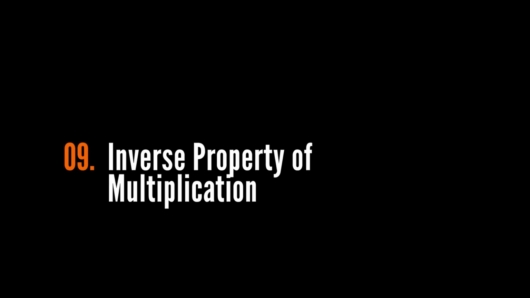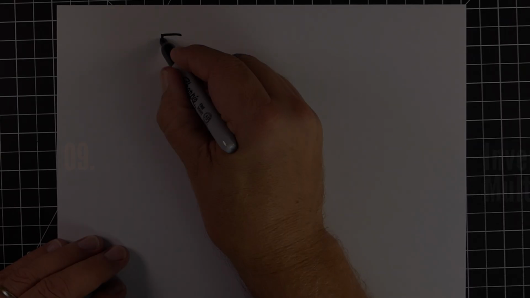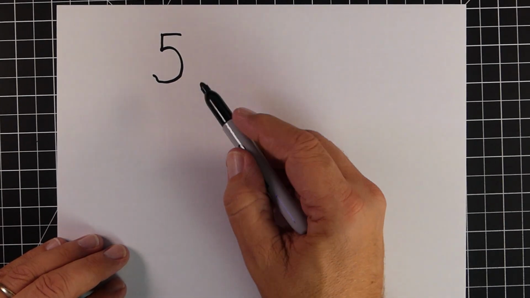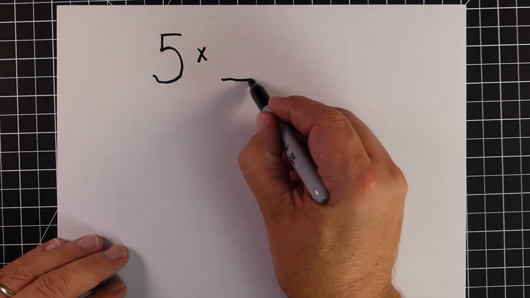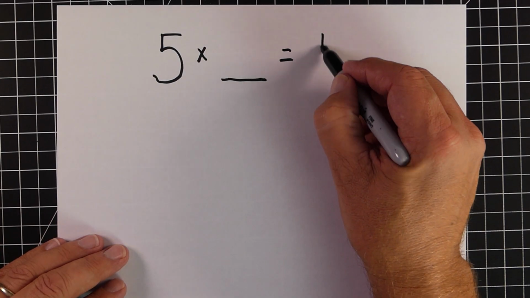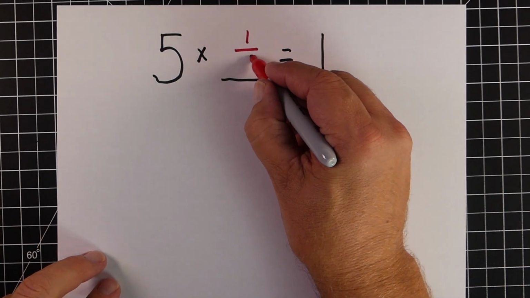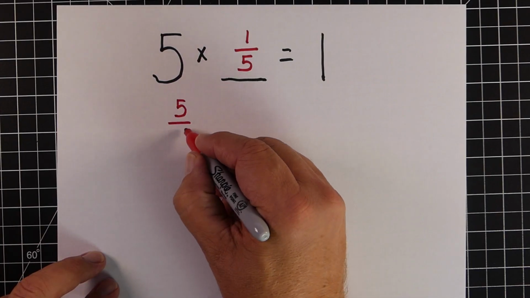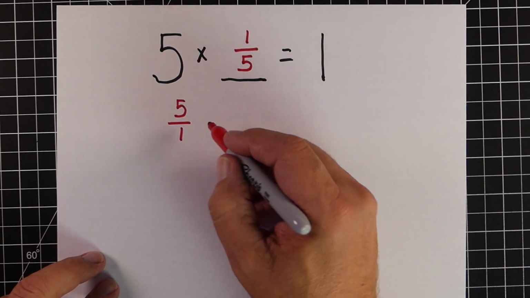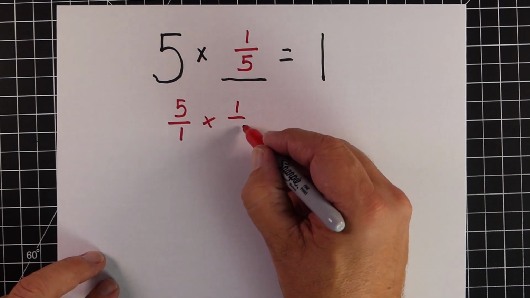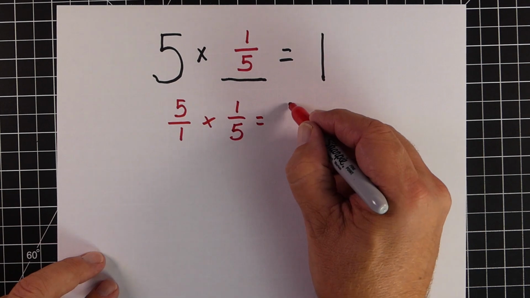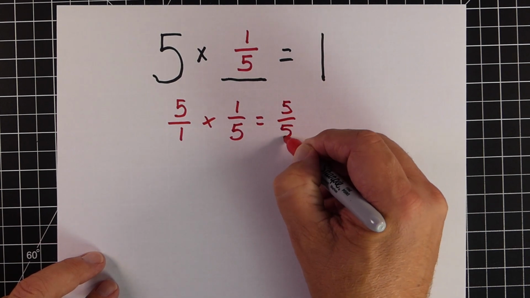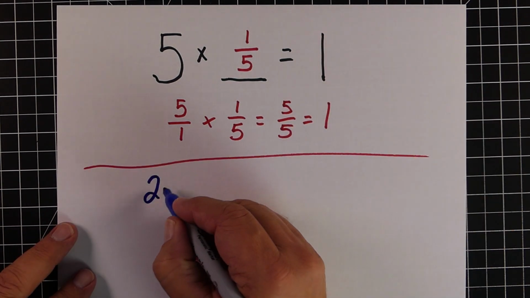Now with the number 9, inverse property of multiplication, what we're trying to figure out is what can I multiply to a number so that it equals 1? So if I had 5 times what would equal 1? Well, the answer would be the fraction 1/5. So to kind of show that, we know that the whole number 5, I can write as a fraction 5 over 1. So if I take 5 over 1 times 1/5, I would get 5 over 5. And then that would simplify to 1.